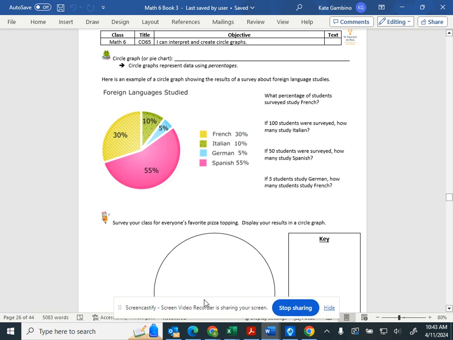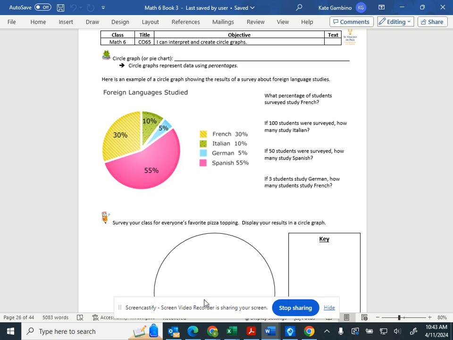Good morning. Today we are working on our last graph of this unit. We are starting with finishing our graph with CO65, interpreting and creating circle graphs.